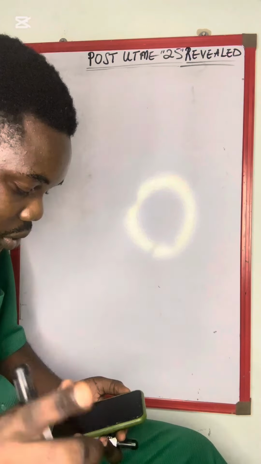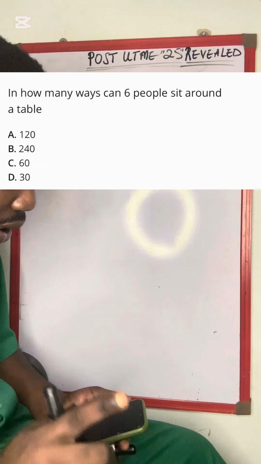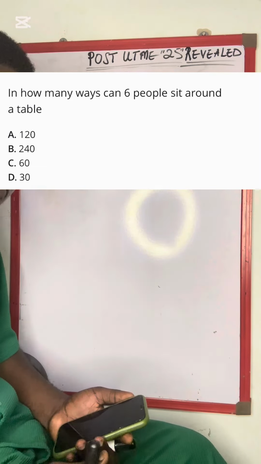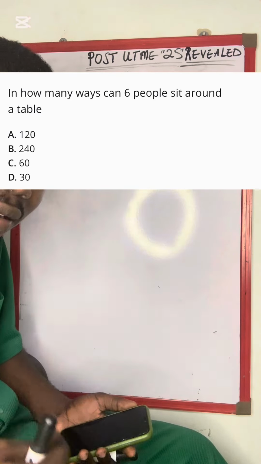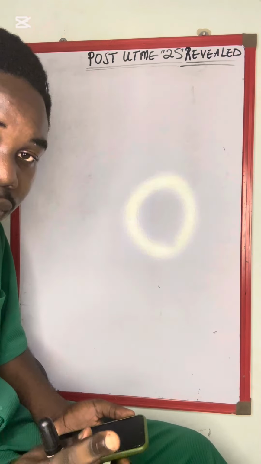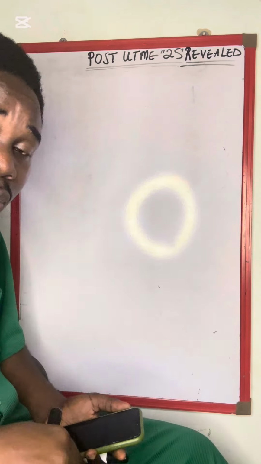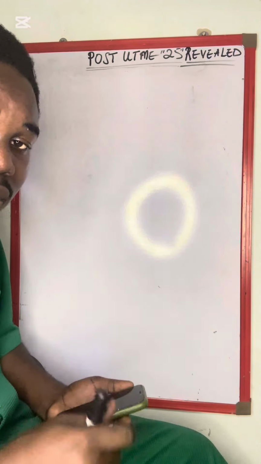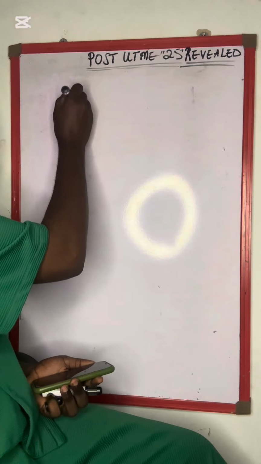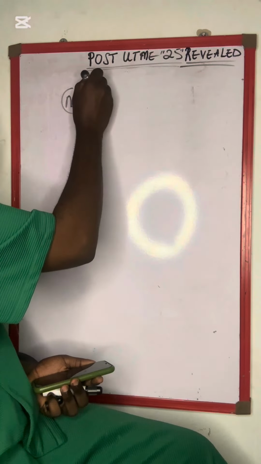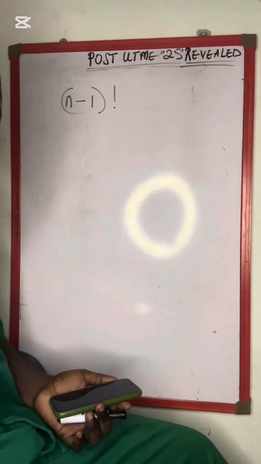Okay, number 9. In how many ways can 6 people sit around a table? Now, this question is coming from permutation. It is a round table and we have 6 persons to sit on that round table. For any round table arrangement, the number of ways is given as n minus 1 factorial.